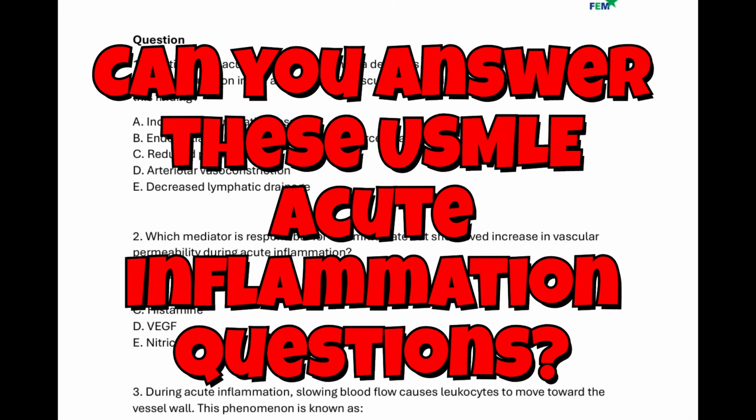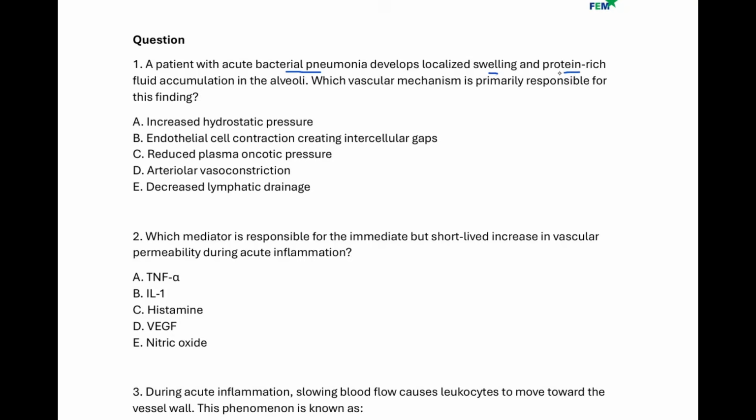So the first question there: a patient with acute bacterial pneumonia develops localized swelling and protein-rich fluid accumulation in the alveoli. Which vascular mechanism is primarily responsible for this process? Like we mentioned, that's going to be the histamine causing endothelial cell contraction, thereby increasing the intercellular gap between them, and that will allow the exudate fluid to move into the tissue.